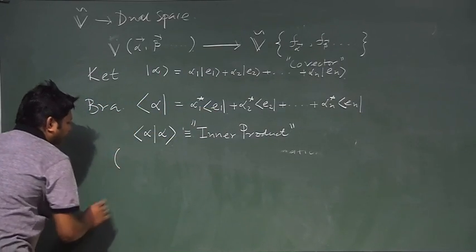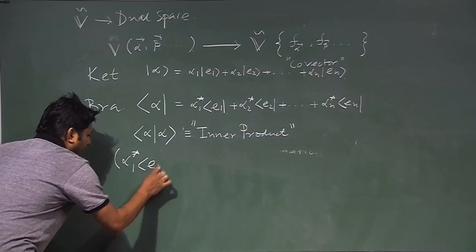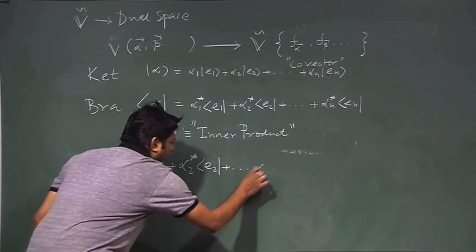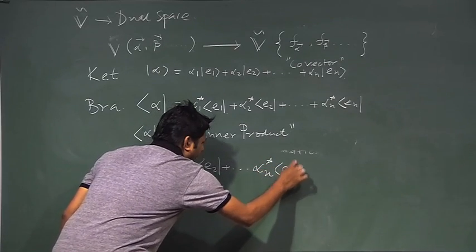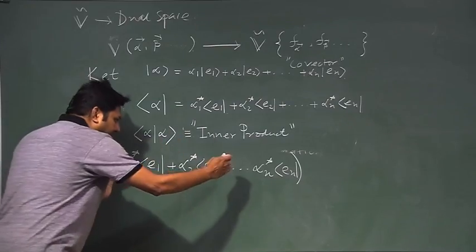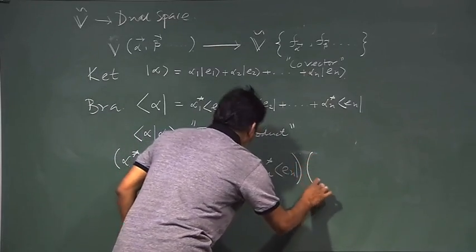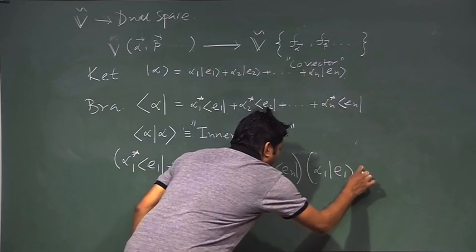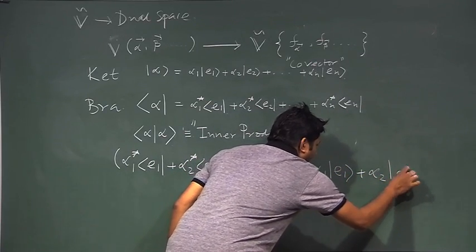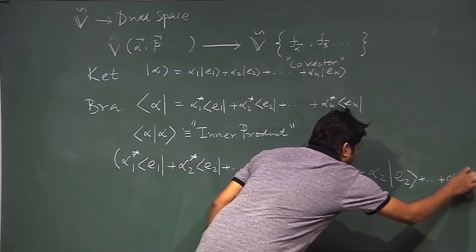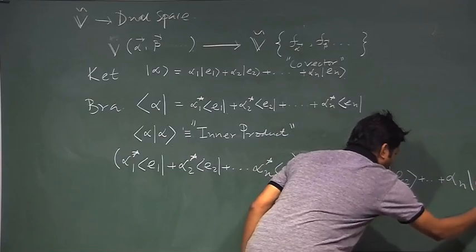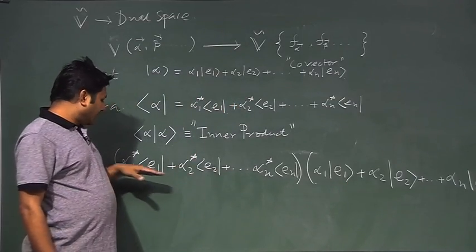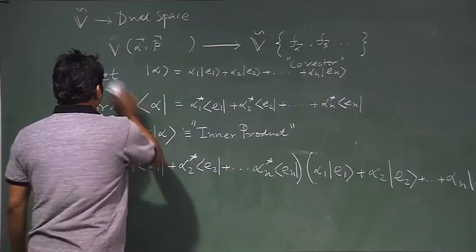In my left hand side, it is alpha 1 star E1 plus alpha 2 star E2 and so on, alpha n star En. This entire thing I will operate over my original vector. The original vector was decomposed with some basis vectors like this: alpha 1 E1 plus alpha 2 E2 plus alpha n En. These multiplied by these will be my inner product, and now term by term I will calculate. So, let us do that here.